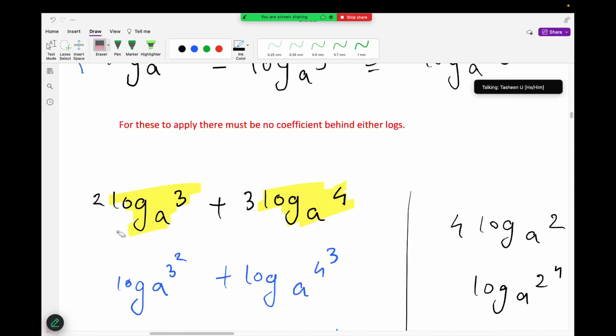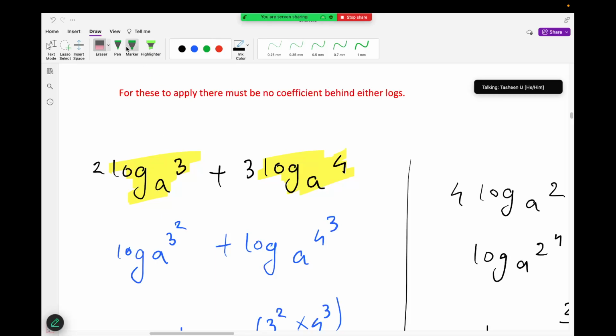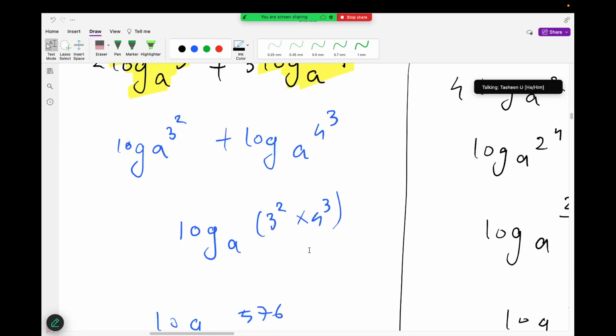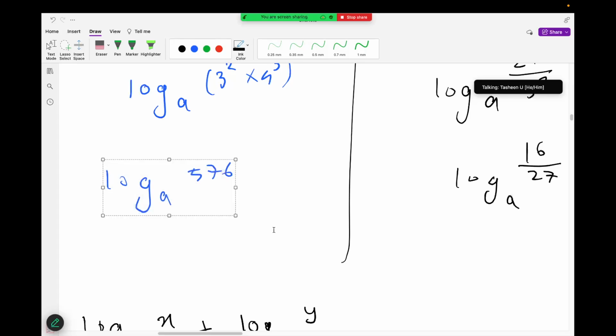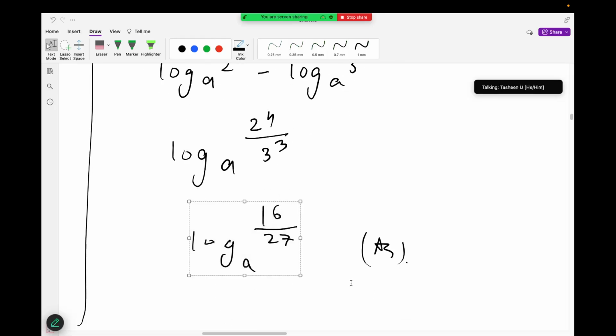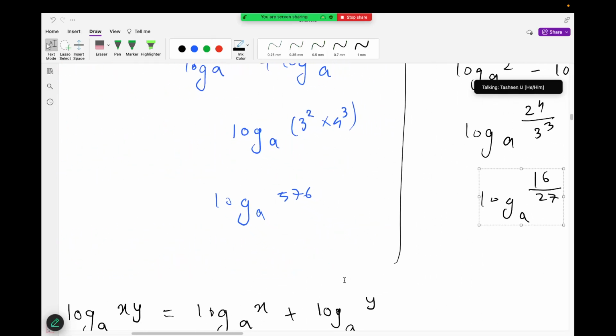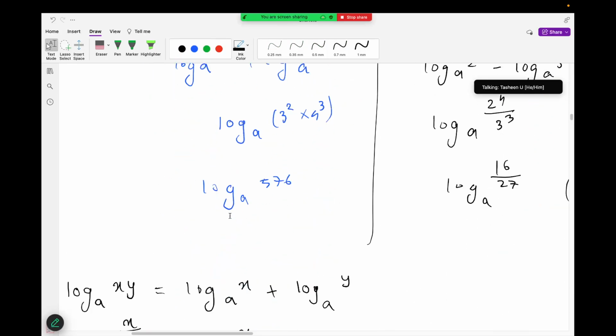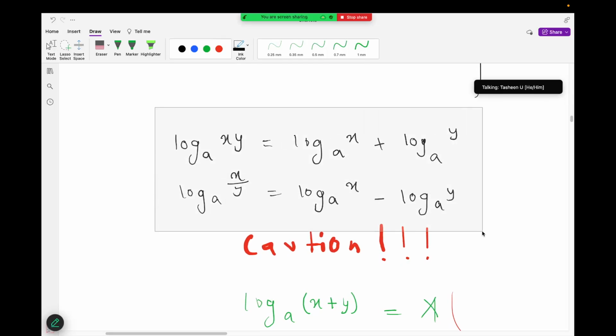Example, you cannot use this rule yet. You have to bring these terms in using the power rule here, and then because we are adding logarithms with the same base, we can multiply, and ultimately this thing becomes this. If it is something like this, the same thing, except it is being divided, and the final answer is the same. Okay, and vice versa is also true. If you can go from here to here, you can also go from here to here as well.